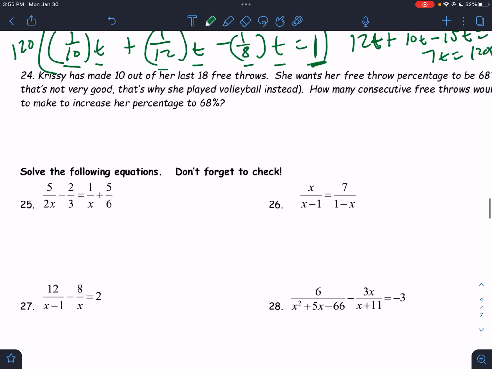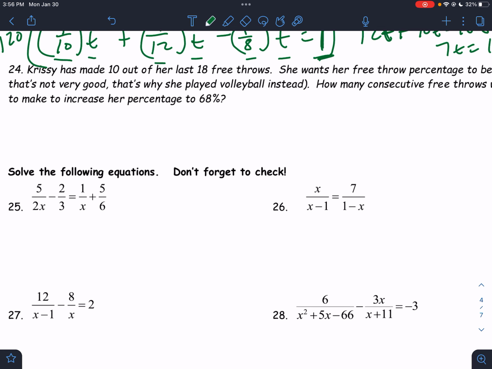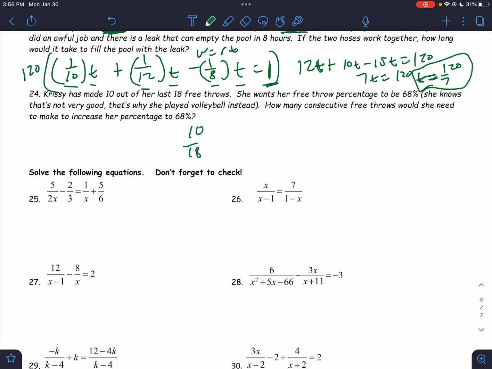All right, Chrissy made 10 of her last 18 free throws. She wants her free throw percentage to be 68%. How many consecutive free throws would she need to make to increase it to 68%? Okay. Well, 10 out of 18 is, I don't know, times 5, 50. A little bit more than 50%. But what would she have to do? She has to keep making shots. So how many consecutive free throws?